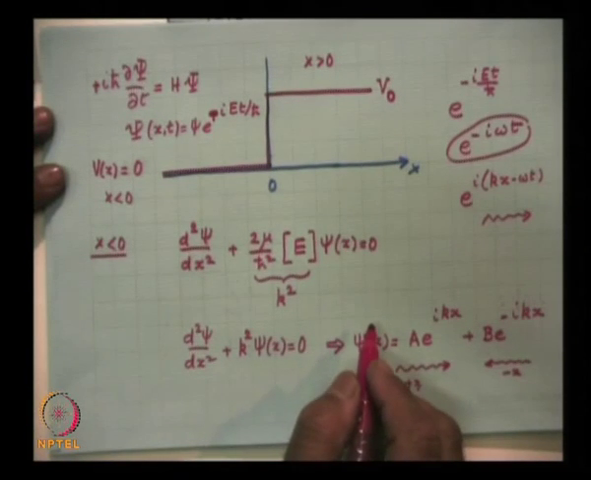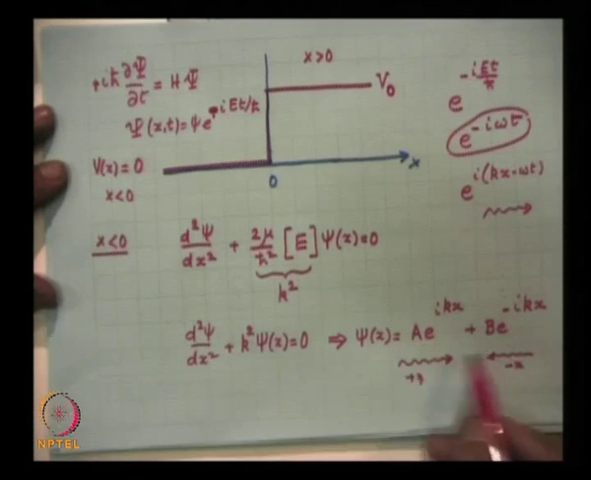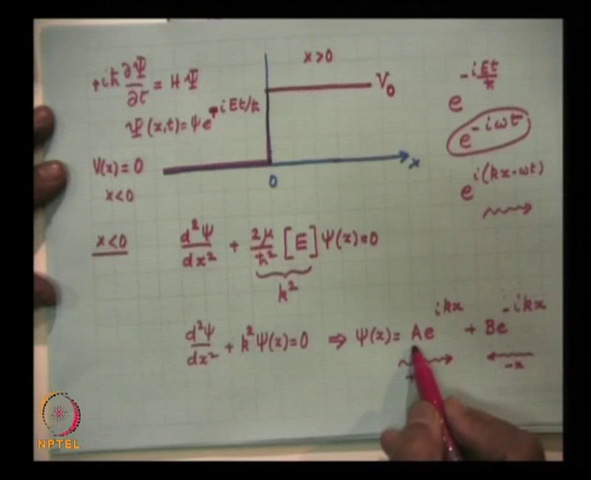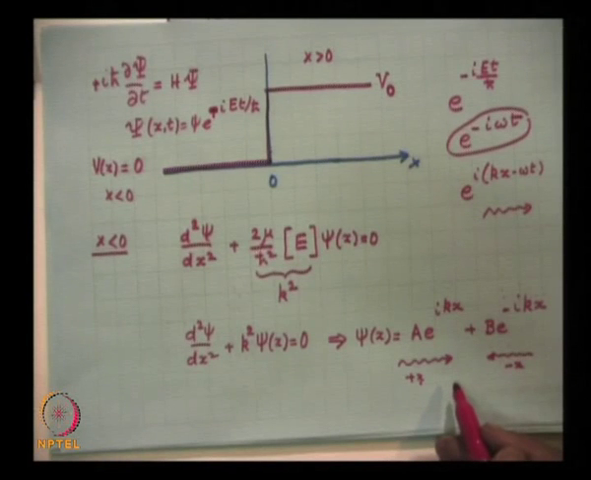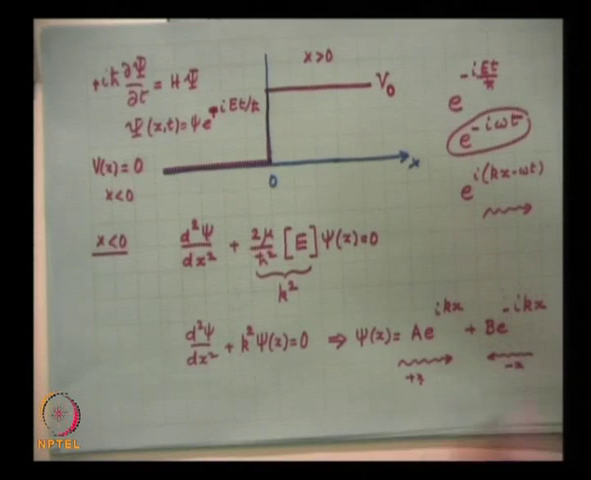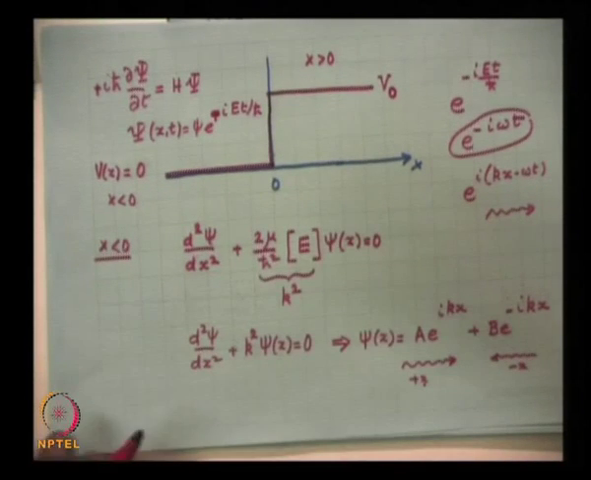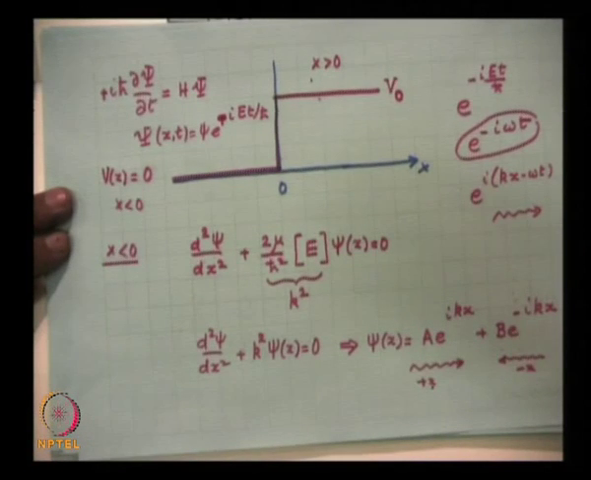So, in the region x less than 0, I have two waves, two terms. The first term represents a wave propagating towards the barrier, and of course, there is a reflection by the barrier, which is represented by B. Now, I want to write the solution in the second region. Then the first question that you are going to ask me is, is the total energy less than V 0 or greater than V 0? We will consider both the cases.